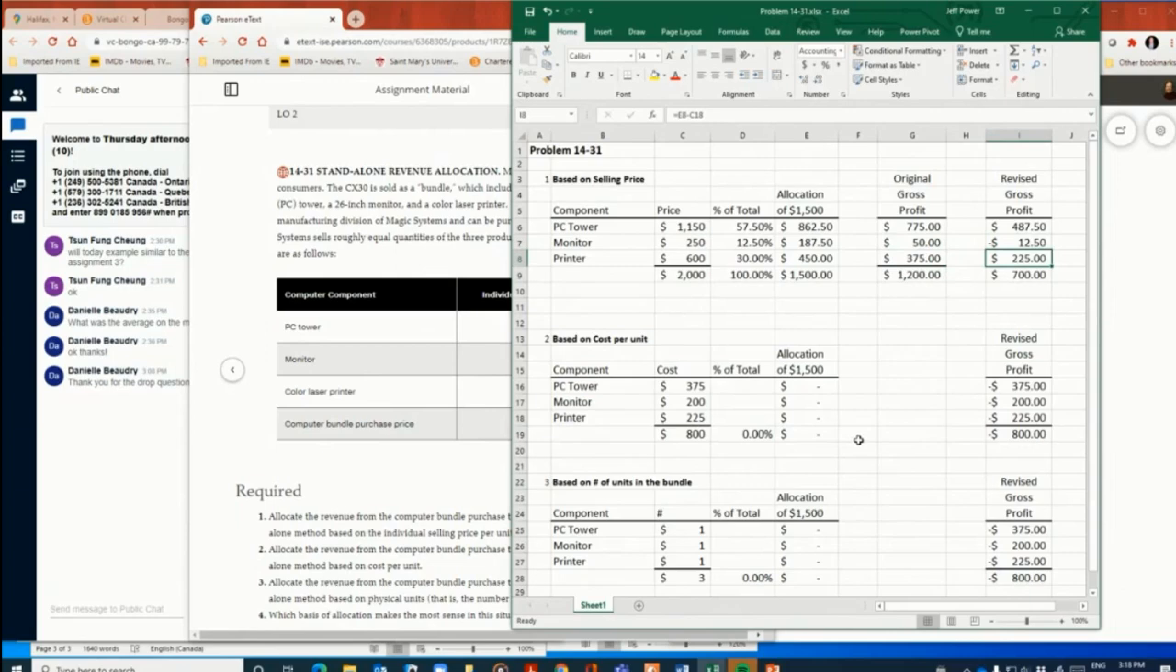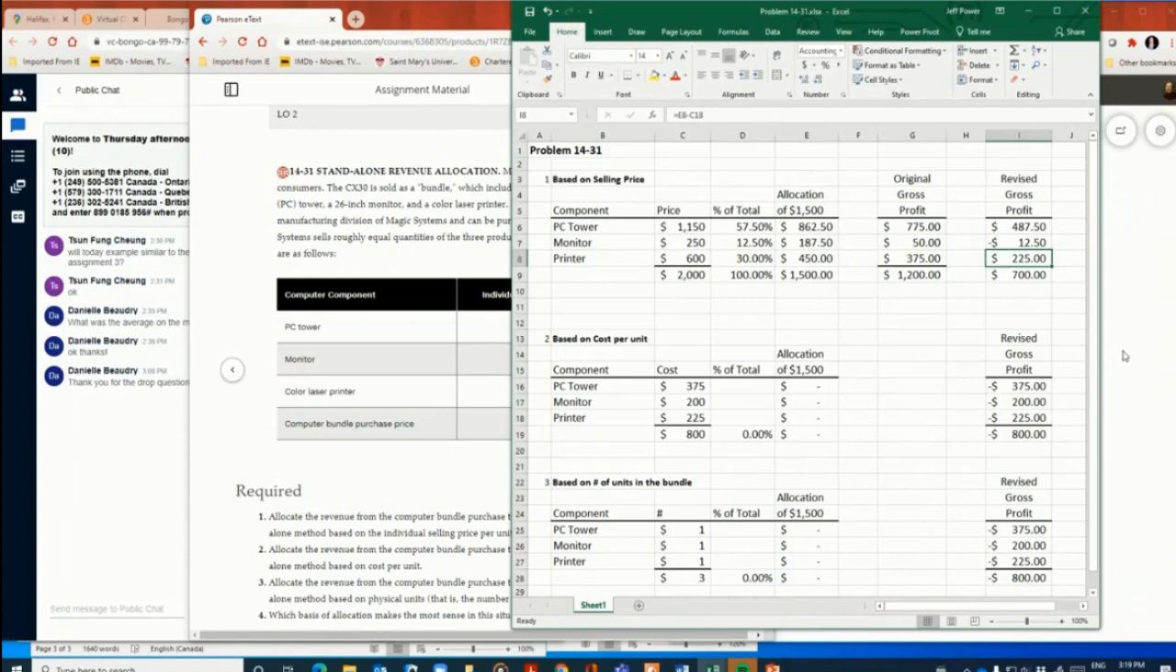So effectively what this means is that everybody shares equally in terms of the percentage loss of revenue, but it hurts the monitor division a lot more because they were making a very small profit margin to begin with. So what if we split the revenue instead based on the relative amount of the cost of each item?